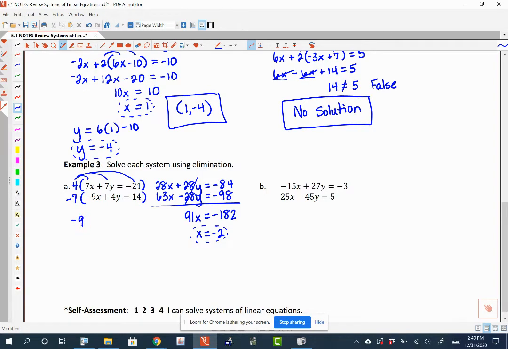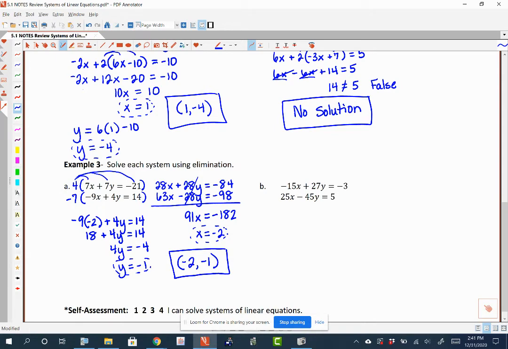So negative 9 times x. Well, I now know my x is negative 2, plus 4y equals 14. So I have 18 plus 4y. So I'm trying to solve for y. So I'm going to subtract my 18. 14 minus 18 is negative 4. And dividing by 4 gives me a y value of negative 1. So my final answer, written as an ordered pair, these two would intersect at the point negative 2, negative 1.